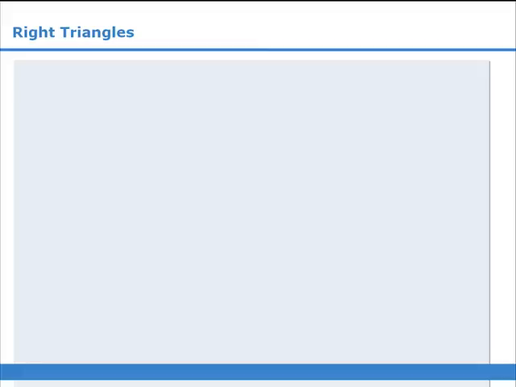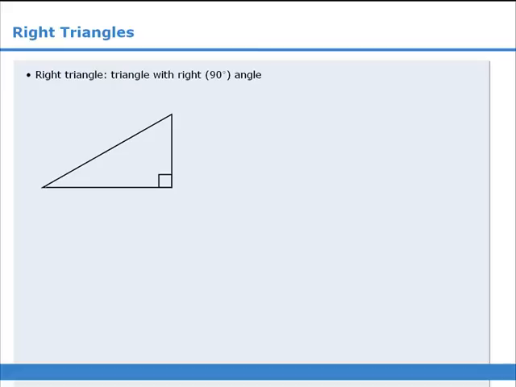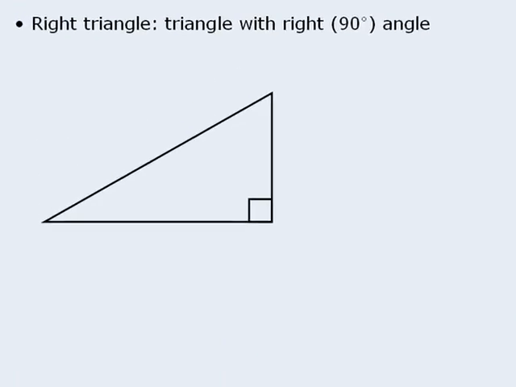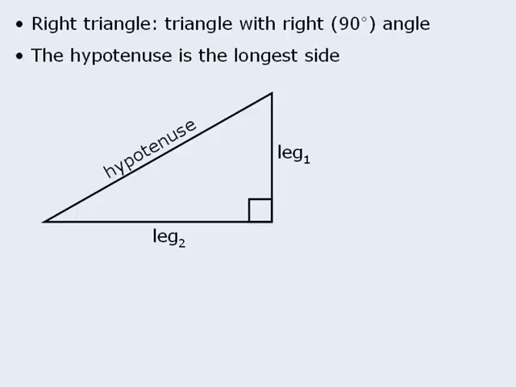In this lesson, we will examine some properties of right triangles. To begin, a right triangle is a triangle that has a 90-degree angle as one of its angles. Now, the two sides that intersect to create the right angle are called legs, and the remaining side is called the hypotenuse. Now, the hypotenuse is always the longest side of a right triangle, and this should make sense to us because it is the side that is opposite the 90-degree angle.